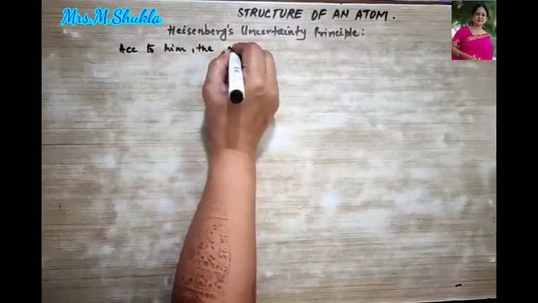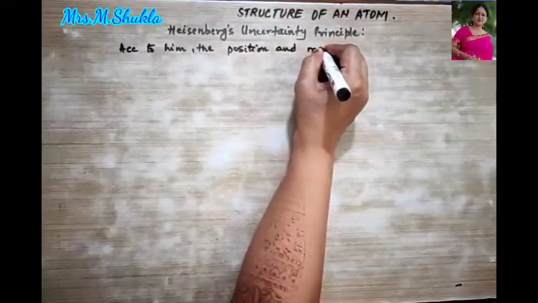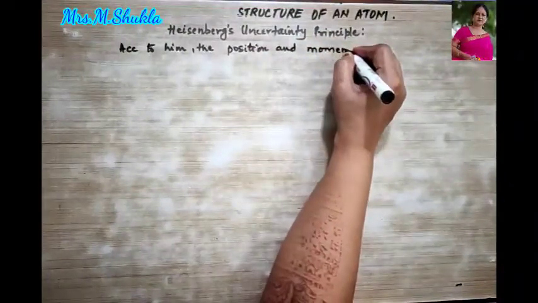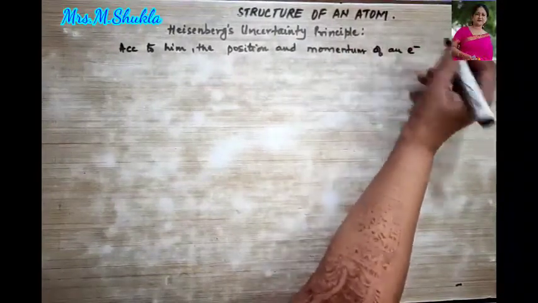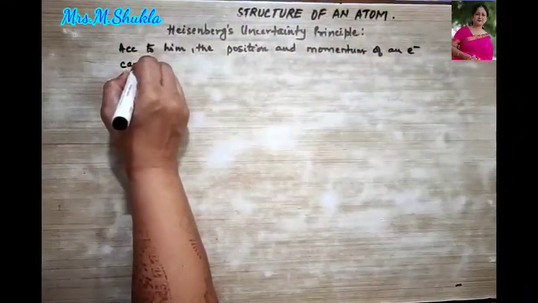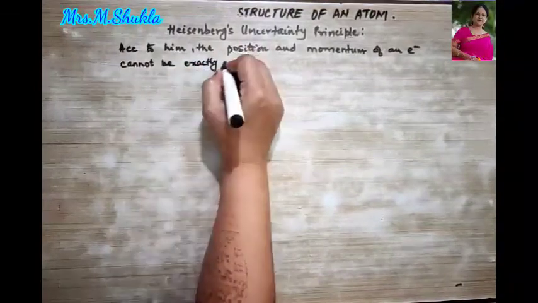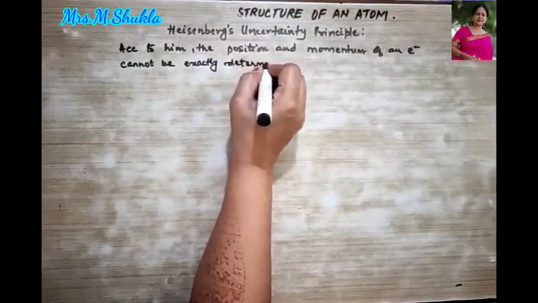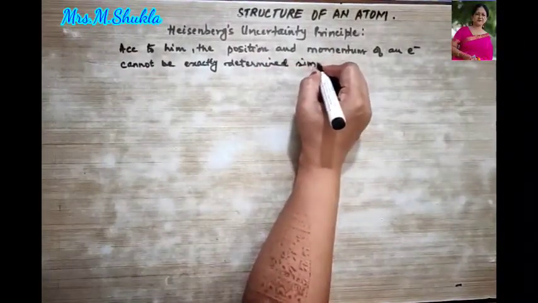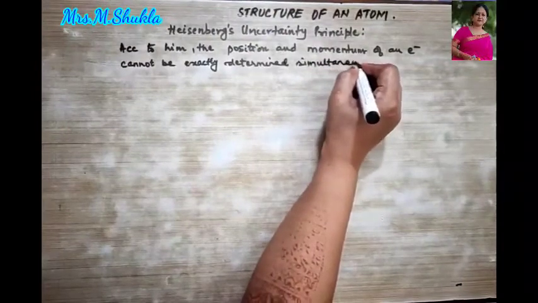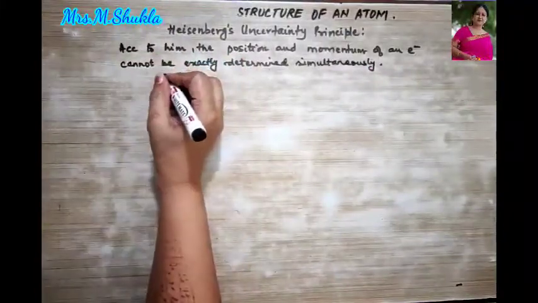the position and momentum of an electron cannot be exactly determined simultaneously. Okay? Is this point clear? Now, mathematically, let us express this.